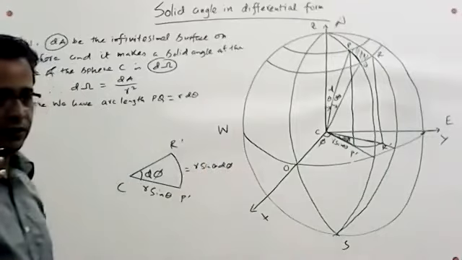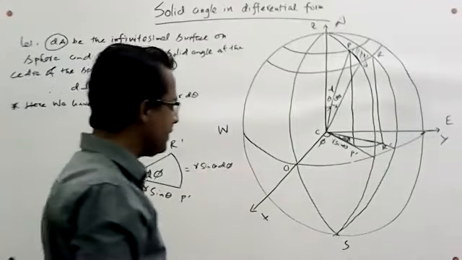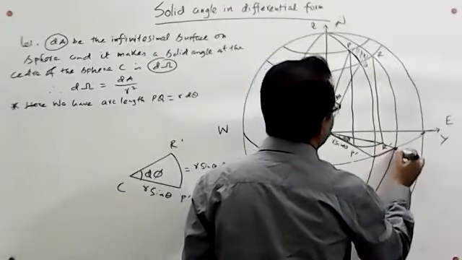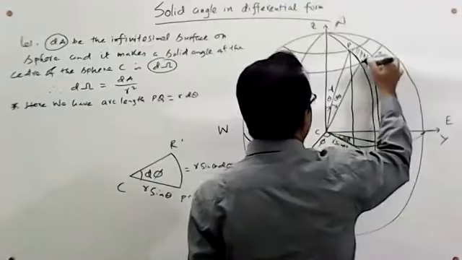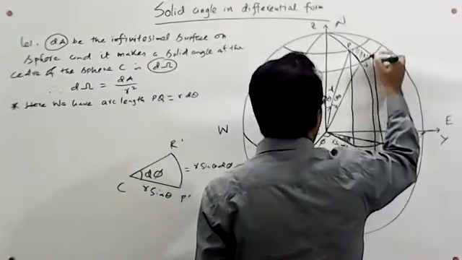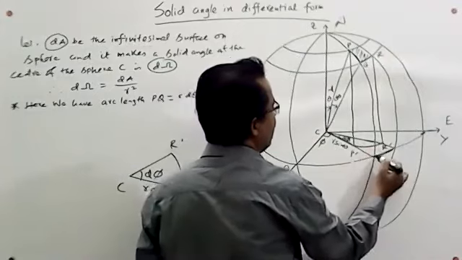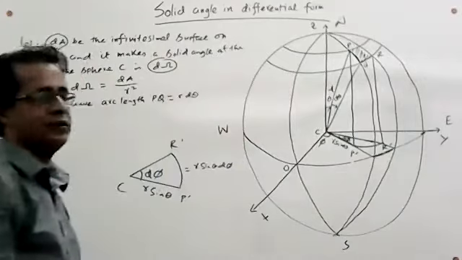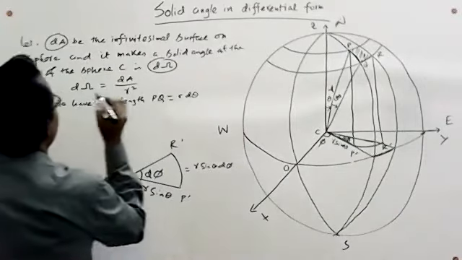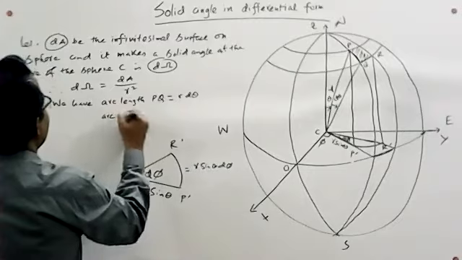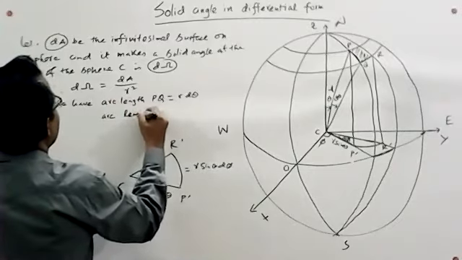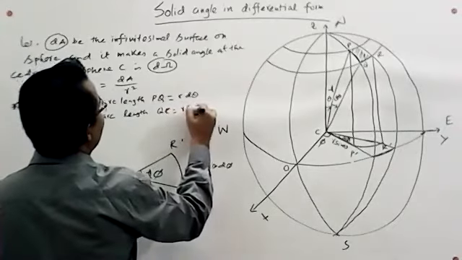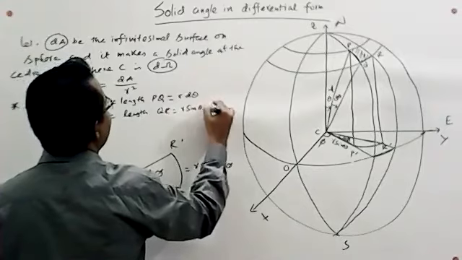And follow, dear students, here. This arc length is actually equal to this arc length, also equal to this arc length. That is, arc length P dash Q dash, the arc length of this, and the arc length QR, all these three are the same. So we have here also arc length QR equal to R sin theta d phi.